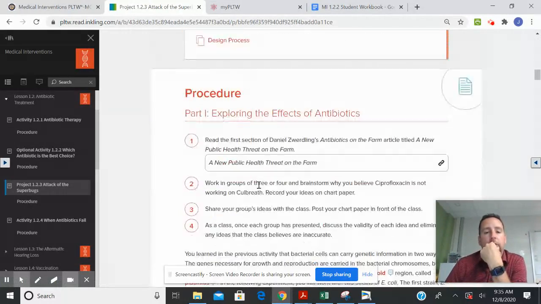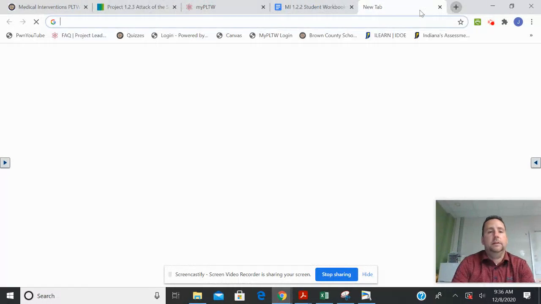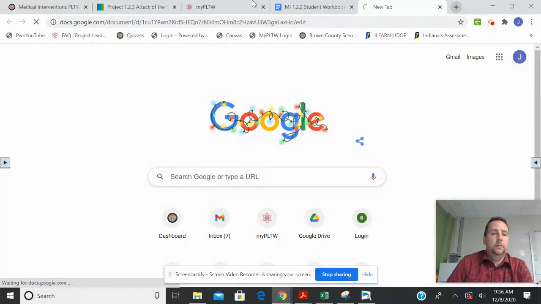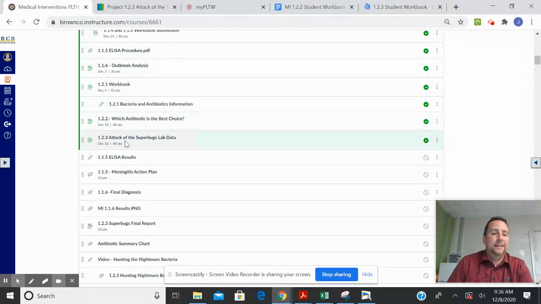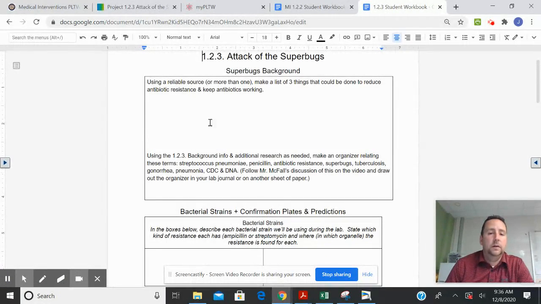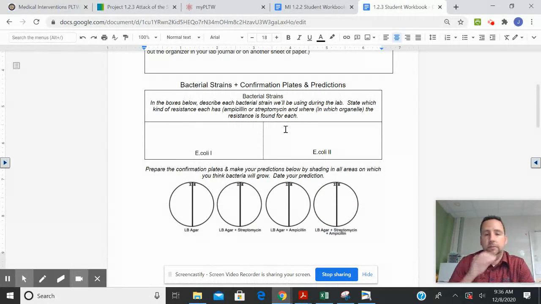So if you look through here, this paragraph's really important, and I'll bring up the 123 document also. Remember that 123 document? I passed it out to the gold people on Tuesday. Blue is getting it on Wednesday. This Attack the Superbugs lab data, and essentially we're done with this first part, right? So now we're looking at bacterial strains and confirmation plates and predictions.